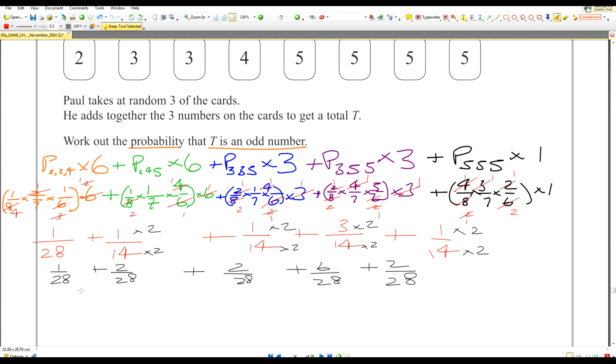Now, if we add up all these numbers, we have 1 add 2 is 3. 3 add 2 will give you 5. 5 add this is 11. 11 add the 2 is 13. So that gives us 13 over 28, and that is the final answer.